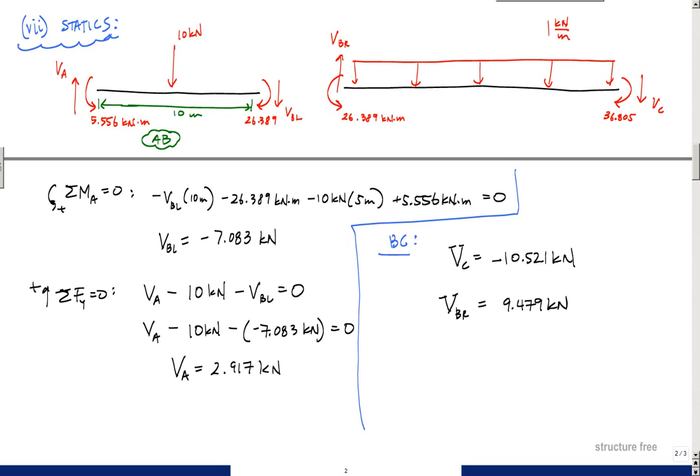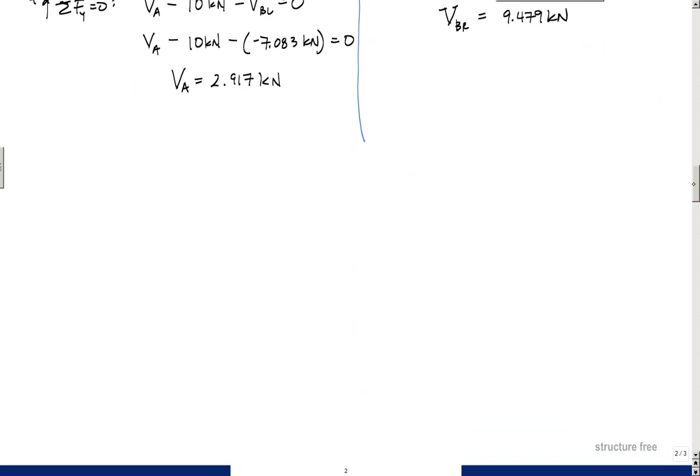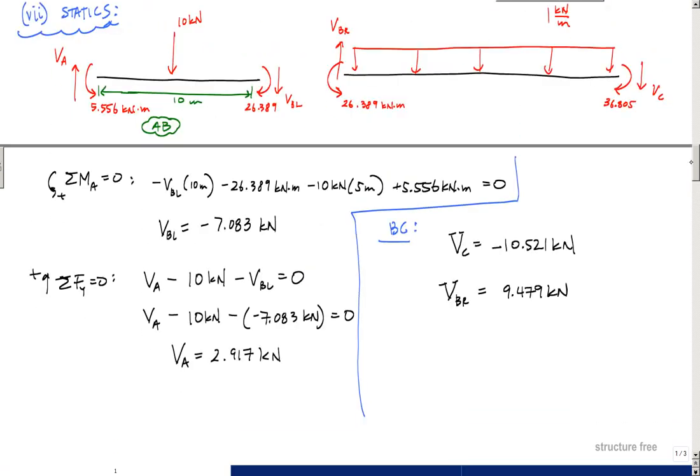And look at this drawing right here. VA, this is 2.917. Oh, you know what? It's all good. Let's go and redraw it right here. So here, if I draw the shear moment diagrams for this, let's see if I can get a little bit of drawing over here.